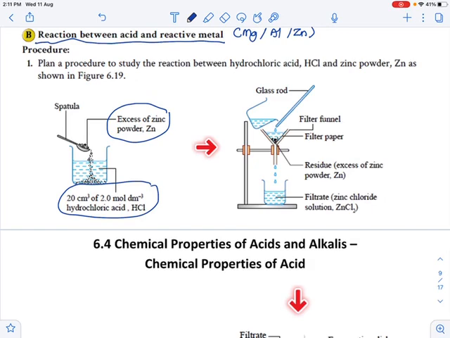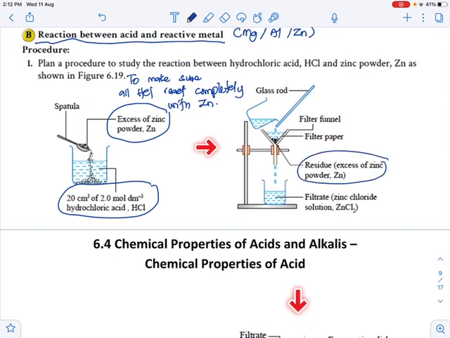Sebab dia sama je, why do we need to put zinc powder in excess? To make sure all the hydrochloric acid reacts completely with the zinc powder. And then to remove the excess zinc powder, we need to do a filtration. Here you can see the residue, which is the excess zinc powder, and then you get the filtrate of zinc chloride solution.